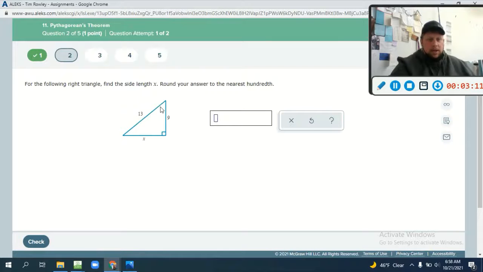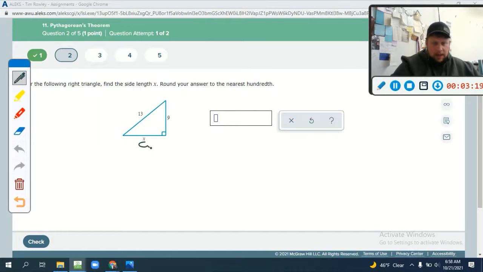Now it does get a little more challenging. In the following triangle, find the side length x. Well, in this case, let's go ahead and label them. I'm going to call this A. Again, it doesn't matter, A or B. It's up to you. And C. So I need to solve for A.